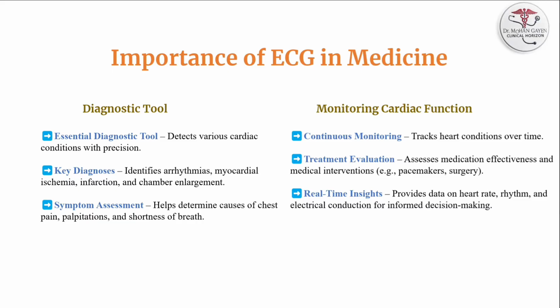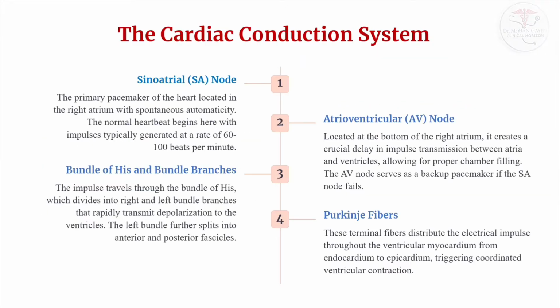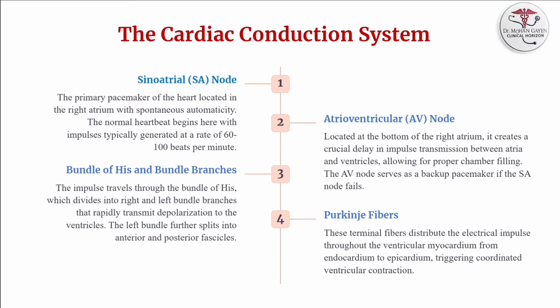In emergency medicine, ECGs provide immediate information that can be the difference between life and death, guiding clinicians toward rapid and effective interventions. The cardiac conduction system. The heart's ability to beat rhythmically and efficiently is governed by its electrical conduction system. This system begins with the sinoatrial or SA node, the heart's natural pacemaker, which initiates each heartbeat at a rate of 60 to 100 beats per minute.